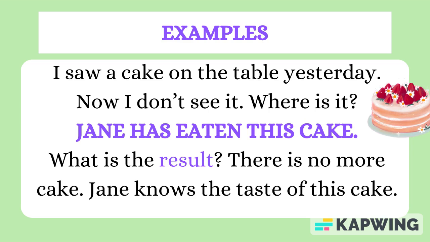Jane has eaten this cake. We don't have cake anymore. And there can be results like, I don't know, Jane has an allergy to this cake, or the cake wasn't delicious, etc. What is important is we don't know when she ate it, but we know that she has eaten this cake. So again, result, result, and result.